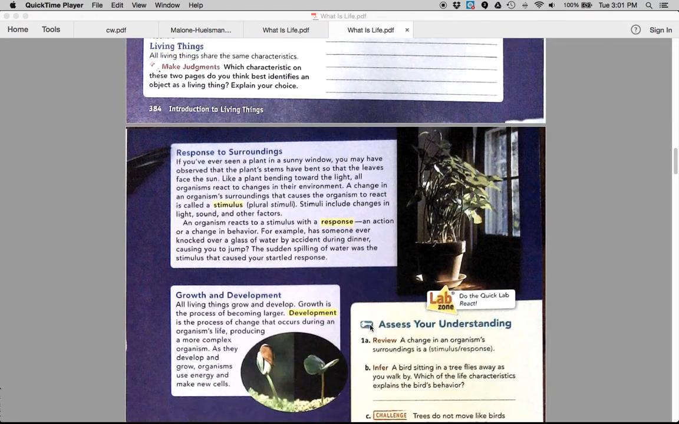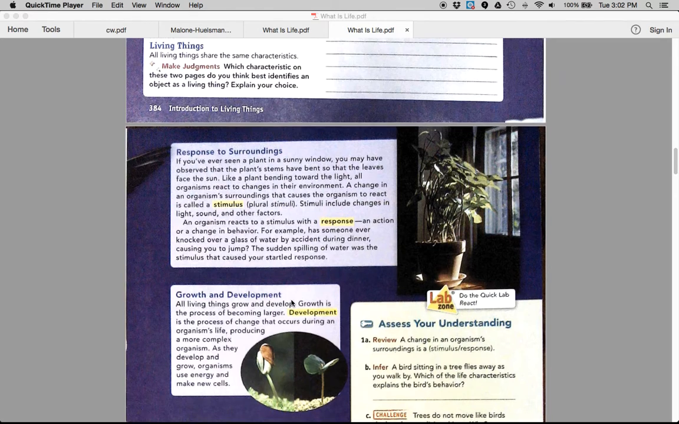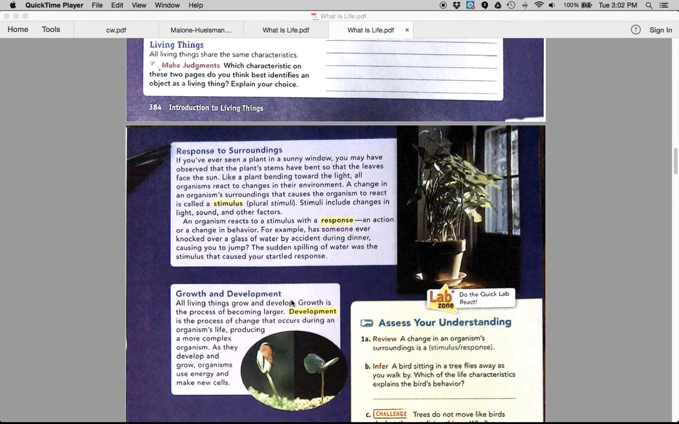Respond to their surroundings. If you've ever seen a plant in a sunny window, you may have observed that a plant's stems have bent so that the leaves face the sun. Like a plant bending towards the light, all organisms react to changes in their environment. A change in an organism's surroundings that cause the organism to react is called a stimulus. Stimuli include changes in light, sound, and other factors. An organism reacts to a stimulus with a response, an action or change in behavior.